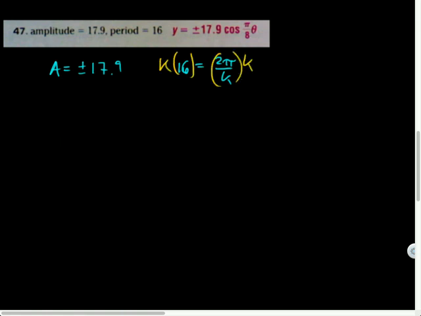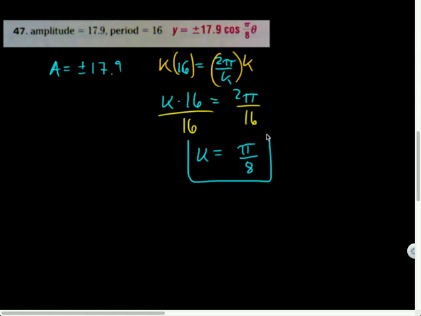Why wouldn't you just divide by 2? You could do a couple other things first if you wanted. So k times 16 equals 2 pi. And then to get k by itself, I'd divide by 16. You'd need to do more than just dividing by 2. And then I'd end up with pi over 8. Or you could reciprocate. You could do different things.